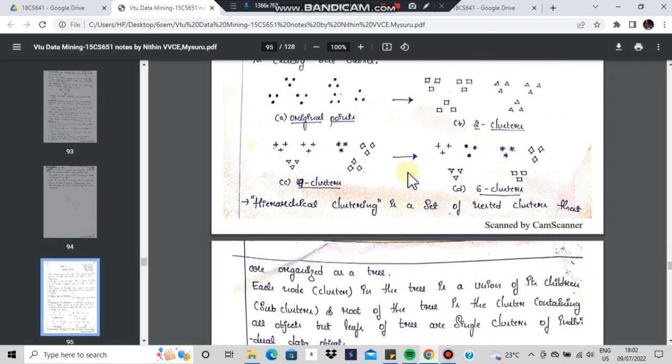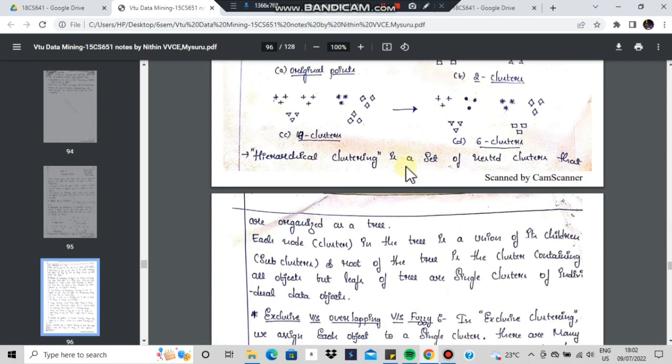What about hierarchical? Hierarchical means it will be organized as a tree. There will be a root node here and it will be classified into two parts, then each of these will be classified into further parts. That's what the hierarchical clustering is.